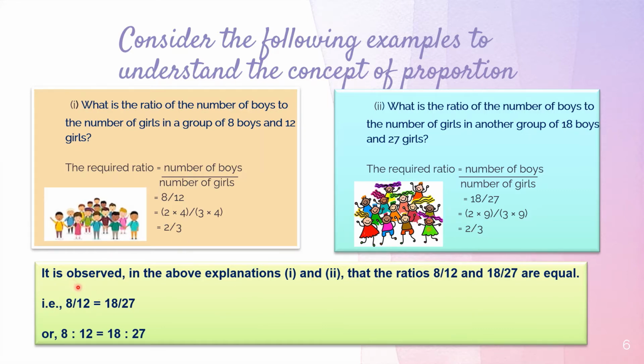It is observed in the above explanation, that is group 1 and group 2, that the ratios are 8/12 and 18/27, and these are equal. When we reduce them, we get 2/3 and 2/3. So that means 8/12 is equal to 18/27, or we can express this in the form of ratios and proportion. So we can say the ratio 8:12 is proportionate to 18:27.